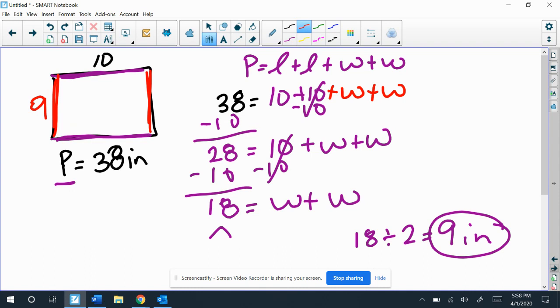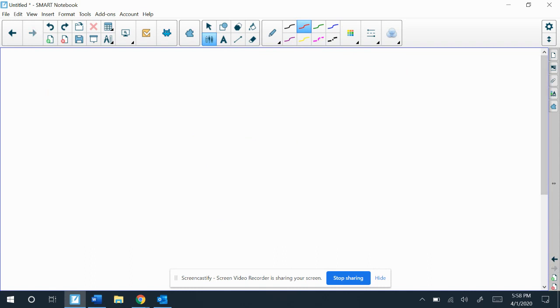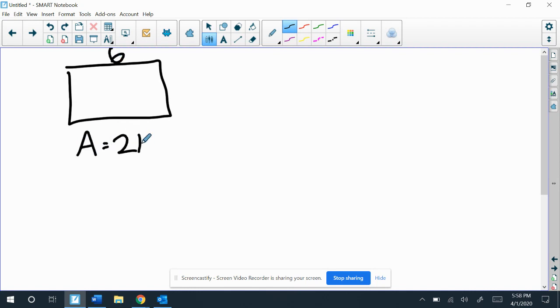I'm going to give you a chance to find this one. I have a rectangle again. It has 6 up here, but this time it gives you the area of 210 feet squared. See if you can find this missing part. All right, let's see how you did.